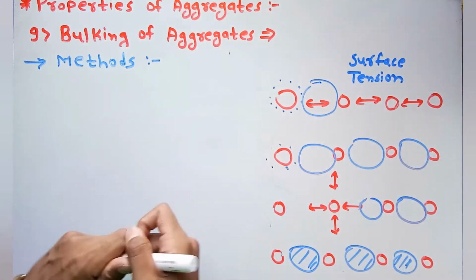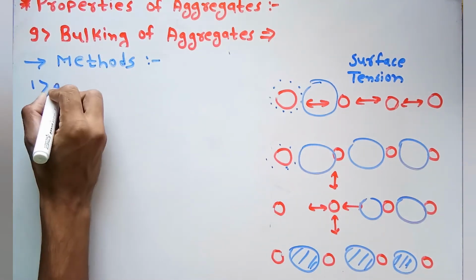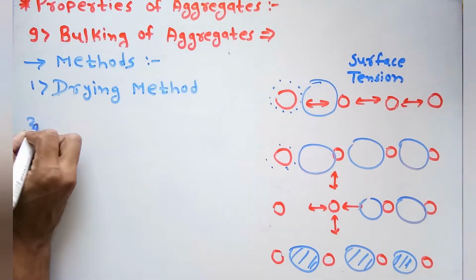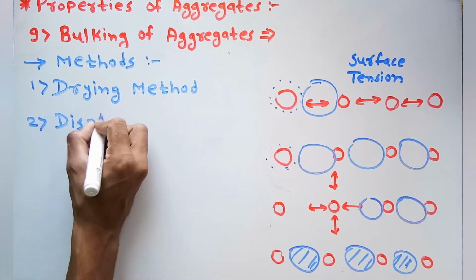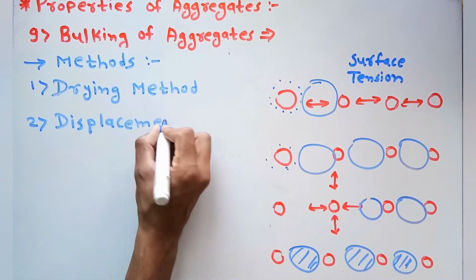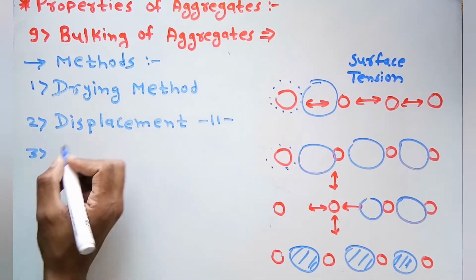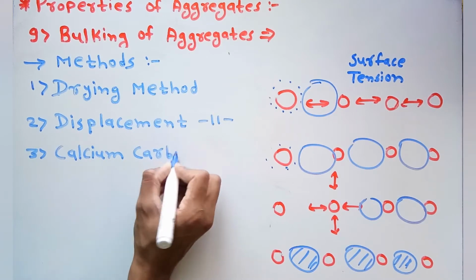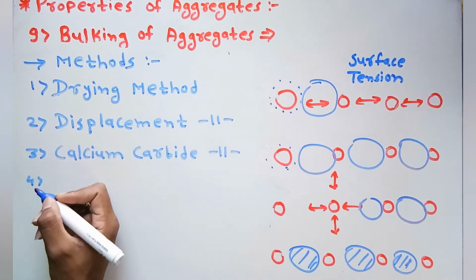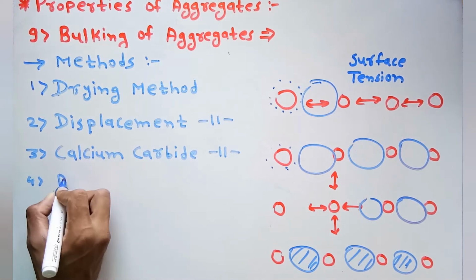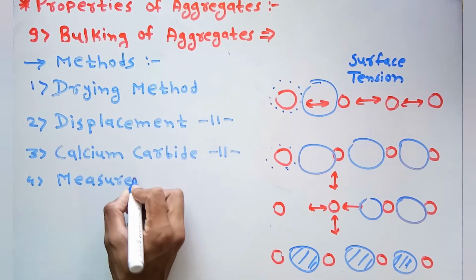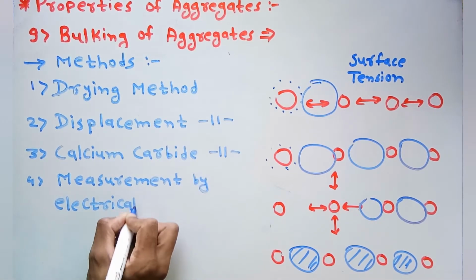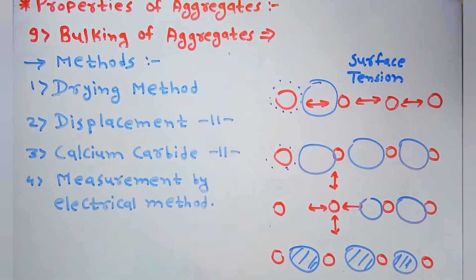The methods of determining the bulking of aggregates: the first one is the drying method, the second one is the displacement method, the third method that we use is the calcium carbide method, and the last method that we use to determine the bulking of aggregates is measurement by the electrical method. So this is about the bulking of aggregates.